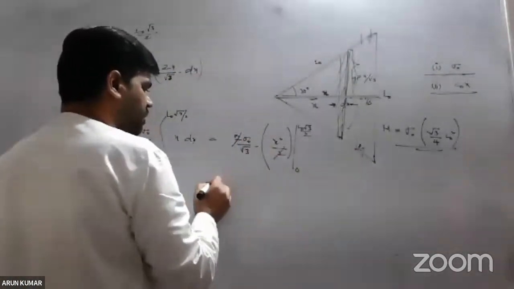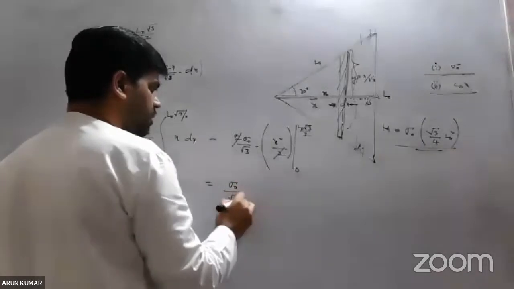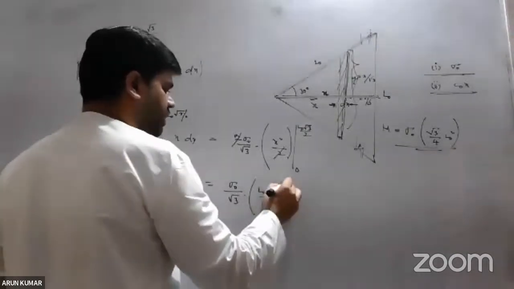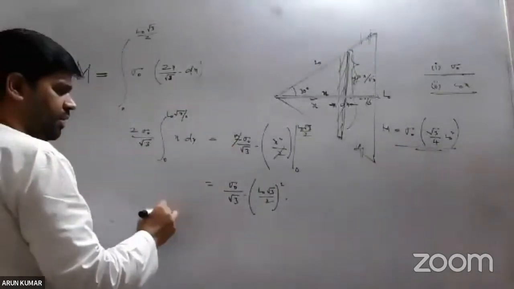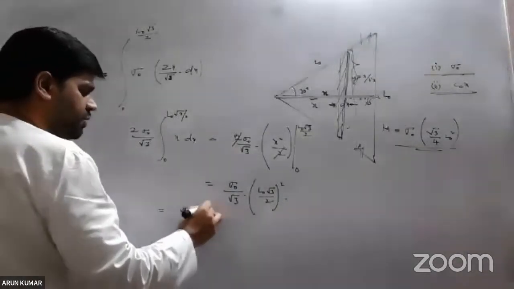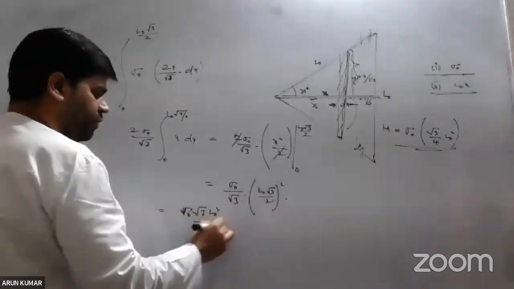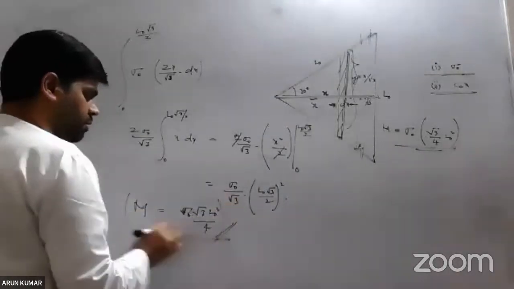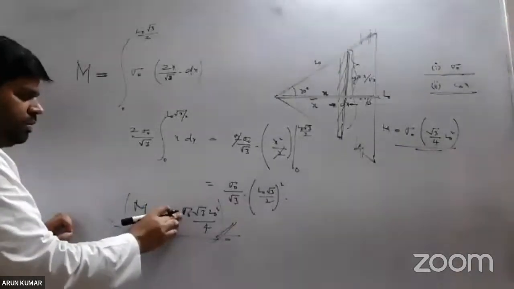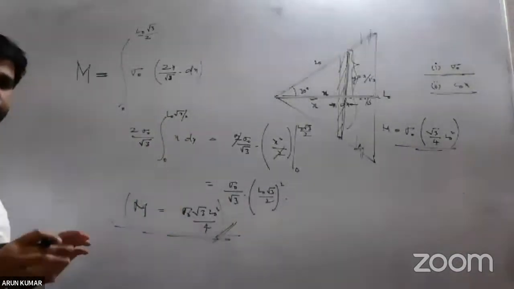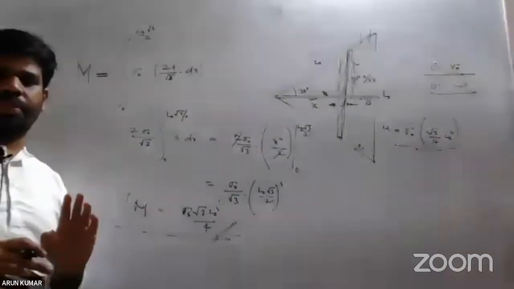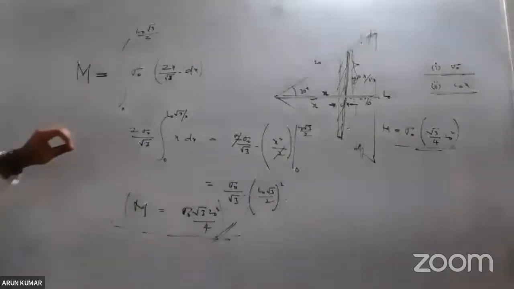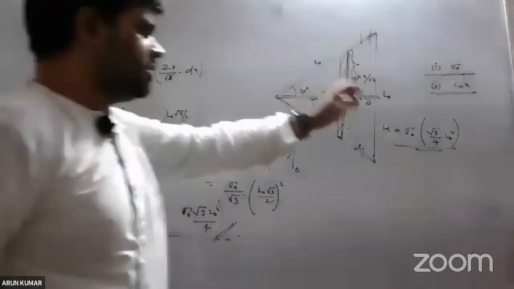So this 2 gets cancelled out. Sigma naught by root 3 into L naught root 3 by 2 whole square. So one root 3 gets cancelled out. I'll have sigma naught into root 3 L naught square by 4. I got the same thing as this one. If you forget any formula and you have time to integrate, you can integrate and get the formula. But if sigma is constant, we'll go with the formula.